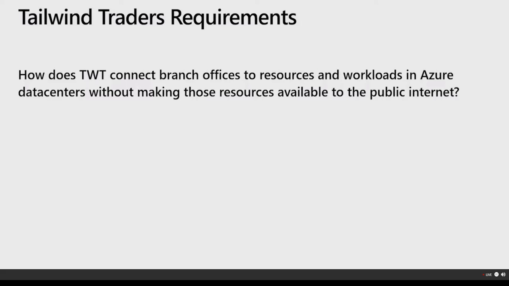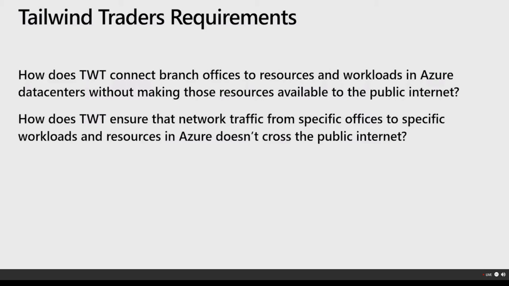So even though they're in Azure, we don't want anyone on the internet to be able to connect to those cloud workloads. How does Tailwind Traders ensure that network traffic from their specific branch offices to specific workloads and resources in Azure doesn't cross the public internet?